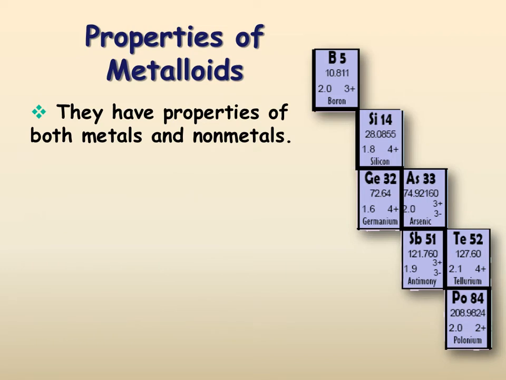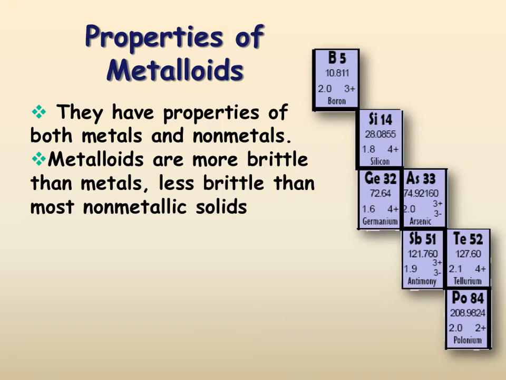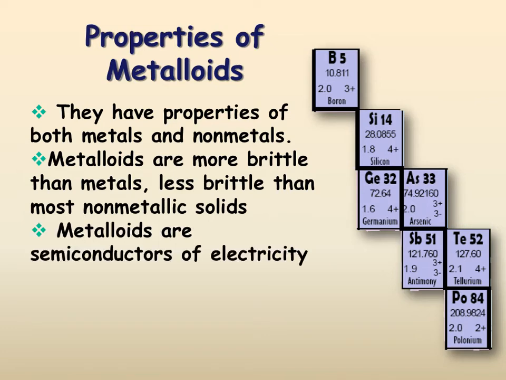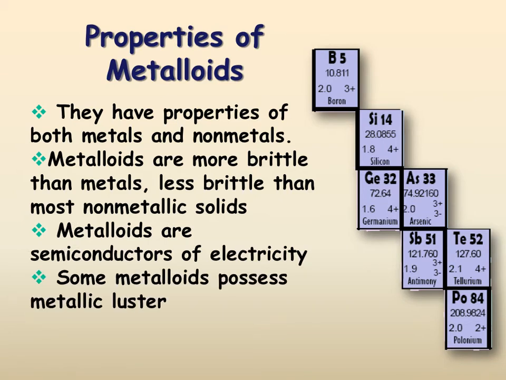Then another chunk of elements, which isn't a period or a group, are called metalloids, and they border those post-transition metals and nonmetals. Okay, and they have properties of both metals and nonmetals. Metalloids are more brittle than metals, right? But they are less brittle than nonmetals. Okay, so they're in between as far as brittleness. Metalloids are semiconductors of electricity. And some metalloids have luster or are shiny, and then other ones aren't. Okay.